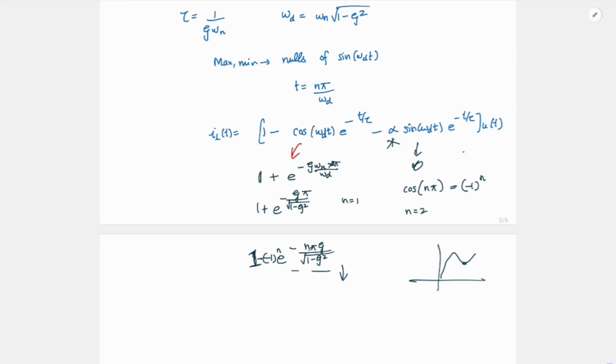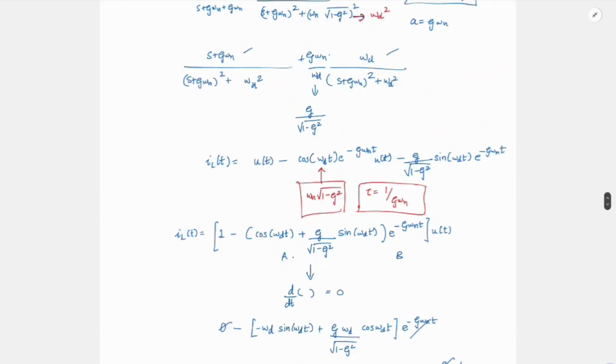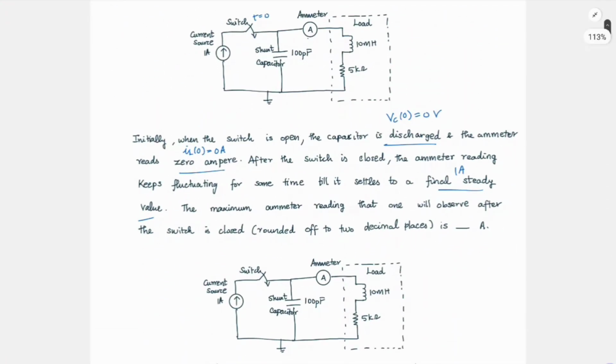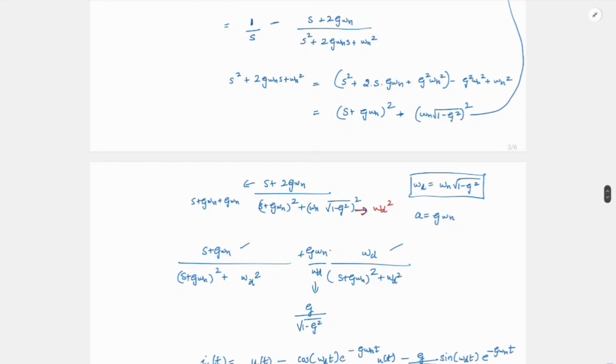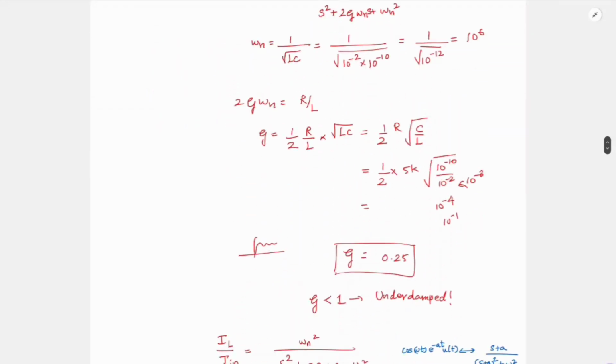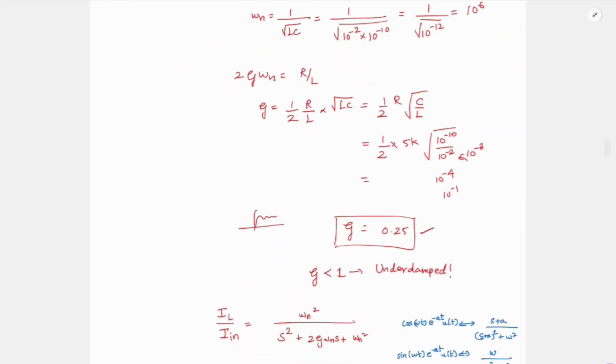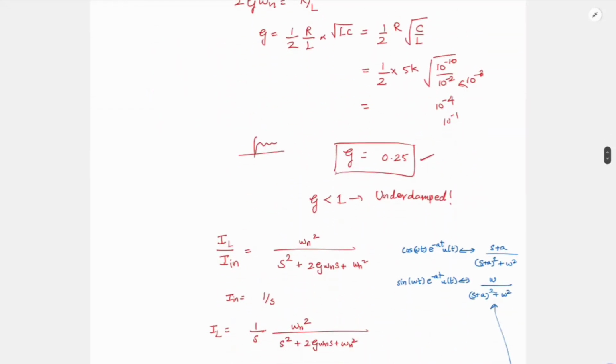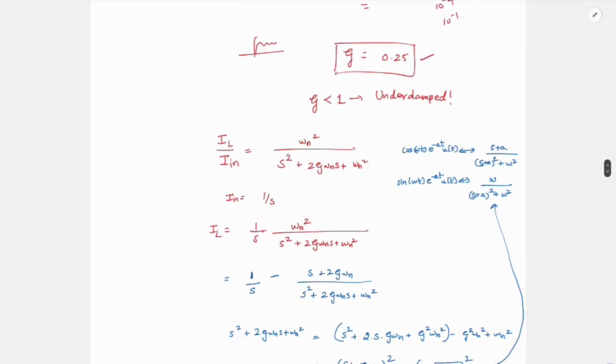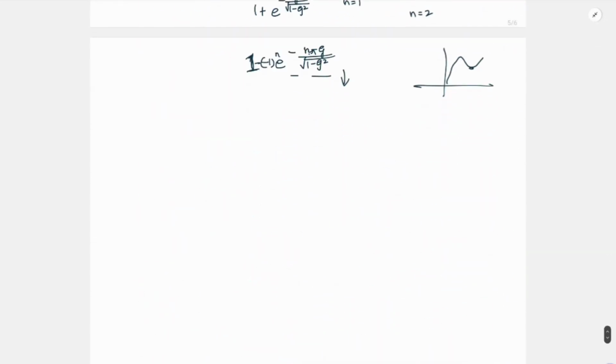Now we'll come to the actual question. They just want the maximum ammeter reading, and this is an underdamped system. Omega n and zeta we calculated. Zeta is 0.25, and omega n is 10 power 6. For this calculation, we don't need omega n. It is just dependent on zeta.